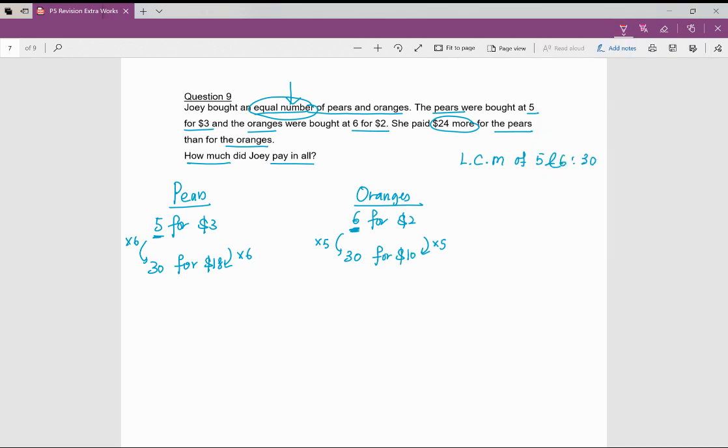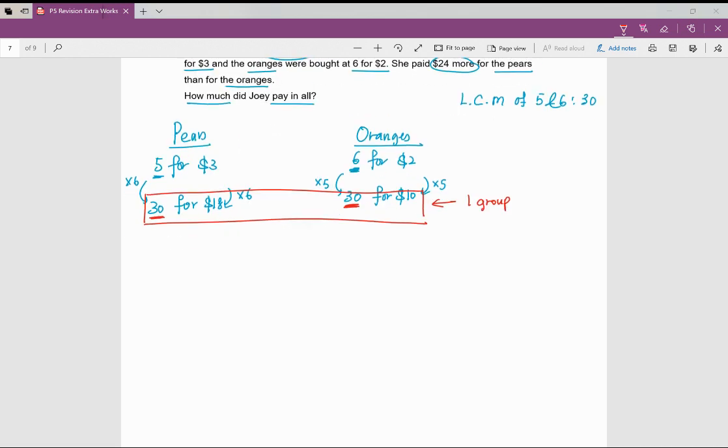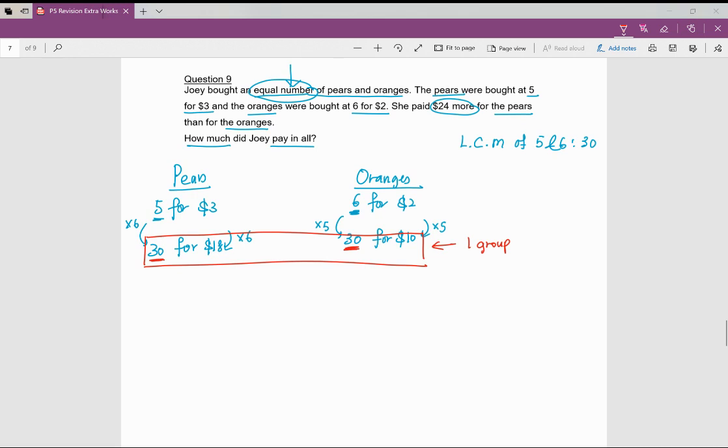So once my number of pears and oranges is equal in one group, that will form my one group. I will use this later to solve my question. I'm no longer using the 5 for $3 and the 6 for $2. So this is the one group: 30 pears, 30 oranges, and the cost is also given there for you. Now, since I already established my one group, I can start solving the question.